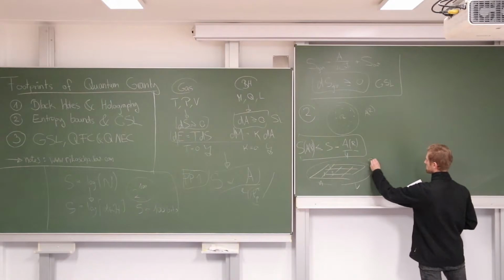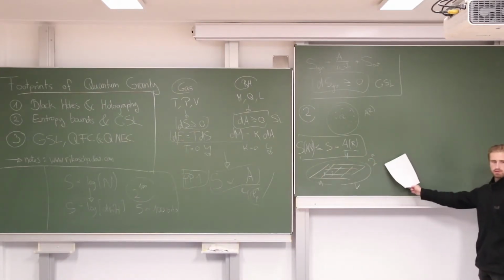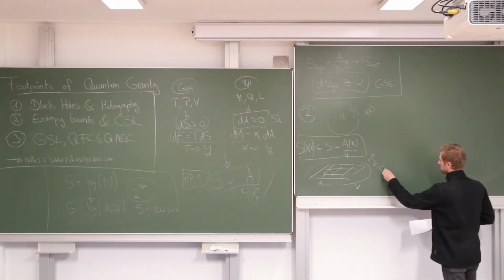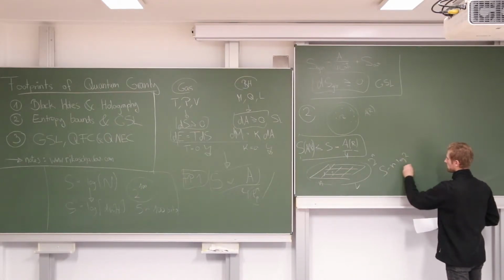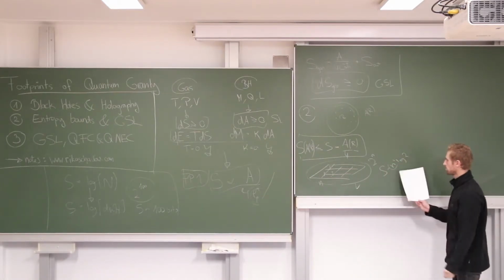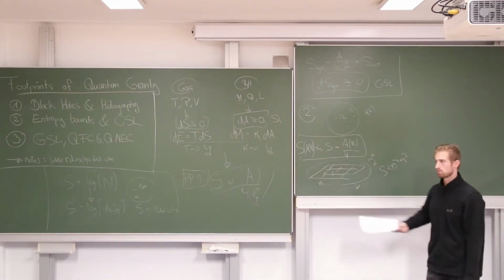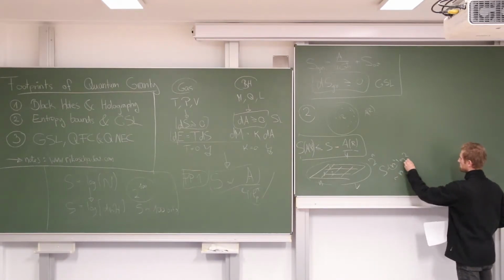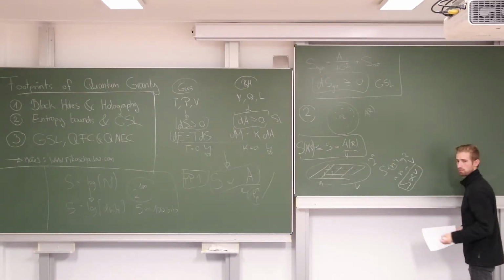So we have n spins, which means that the dimensionality of our quantum field theory Hilbert space is 2 to the n. And then the entropy would be n log 2 or something. So it's proportional to n, and n is just the number of lattice sites in this volume. So n is proportional to the volume. So entropy is proportional to the volume in quantum field theory.